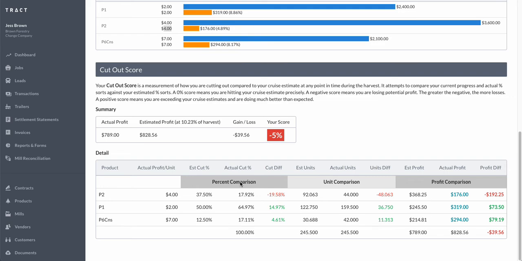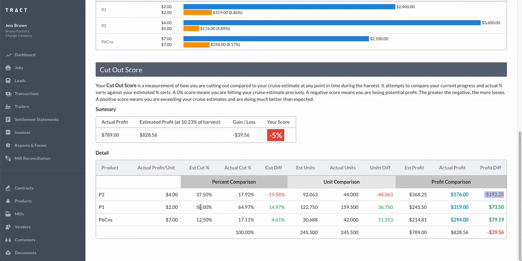The first section we're going to have is our percent comparison. Notice this table is sorted by your profit difference. So right now our P2 is showing that we are negative, and that's because we expected to cut, see, our estimated cut was 37.5%, but we're currently only cutting 17%. And that's a minus 19% difference. And since that's one of our higher profit per units, we're missing out on some profit, and that's what this number is trying to calculate.